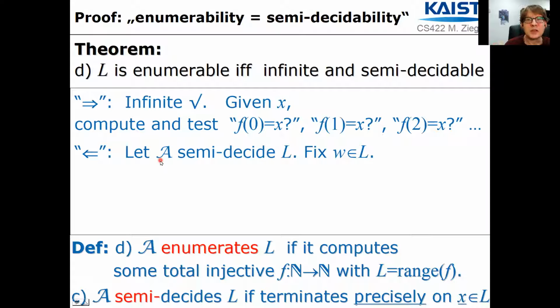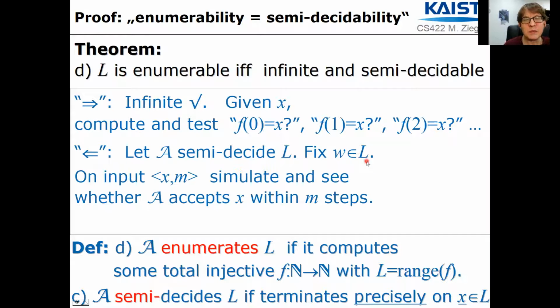So now let's use the other hypothesis, that there exists an algorithm which semi-decides this problem. Let's call that algorithm A. And we are going to convert that to construct an algorithm which computes a total function with this property. And that we're going to call, let's say, B. And this algorithm will hard code the element W in this set. And our new algorithm B will receive as input a pair.